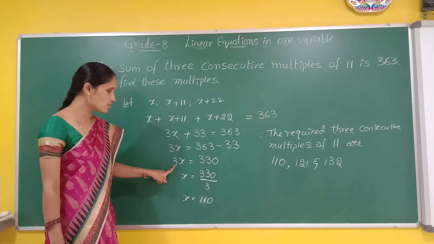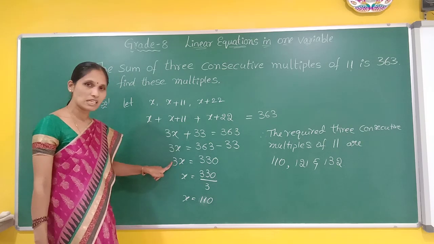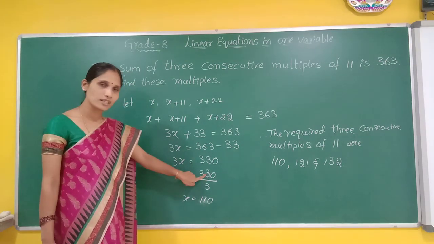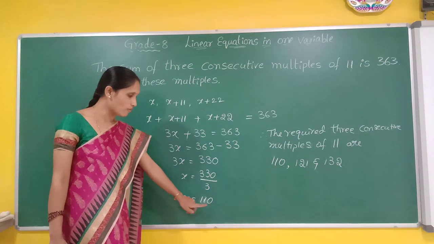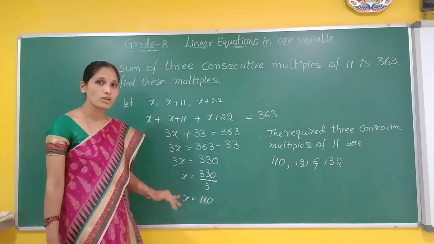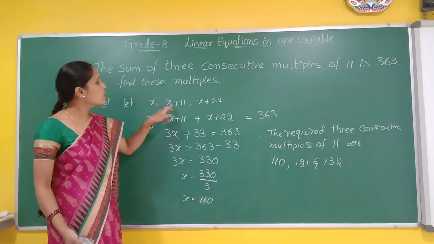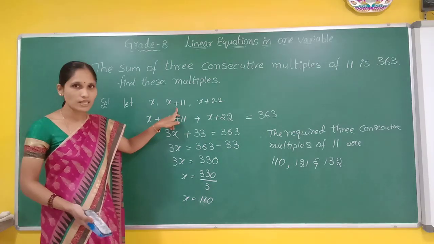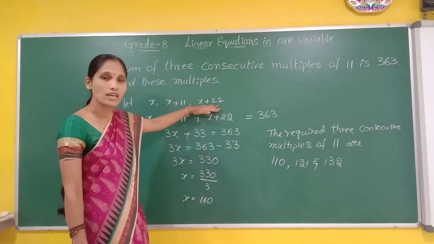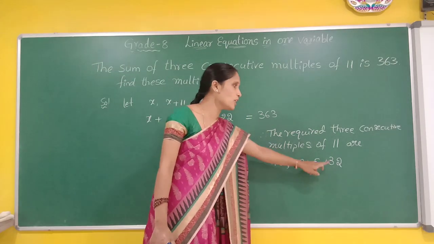Now transpose 3 to the right hand side. On the left side it multiplies, so when we transpose it to the right, it divides. 330 by 3, the value is 110. x is equal to 110. So the second number is 110 plus 11, that is 121. And the third number is 110 plus 22, that is 132.